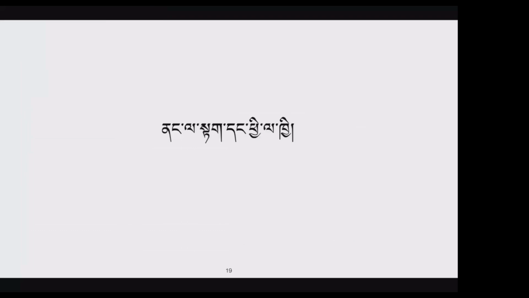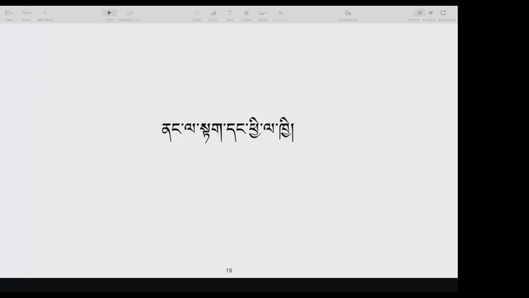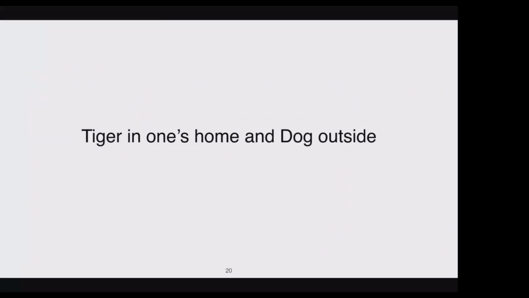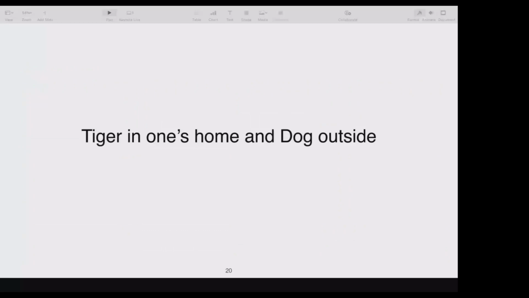Okay, so now we're at the two idioms. The first one is nang la da tang chi la ki, which means tiger in one's home and dog outside.